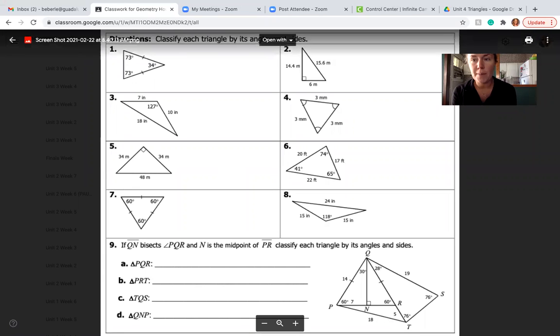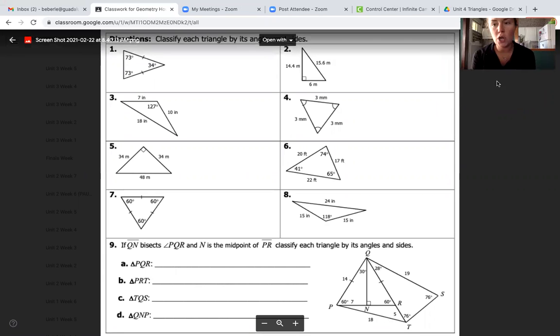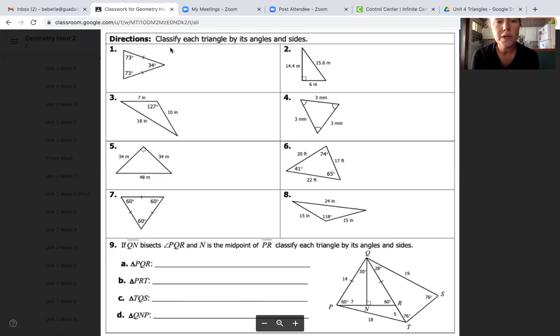Okay, so in the chat box with each of these questions, just go ahead and respond to me and tell me what you think it is. So we're naming each of these triangles by their angles and by their sides. So I'll go ahead and do the very first one. We notice that all of the angles are small. They're all less than 90 degrees. Therefore, they are acute. We also notice that we have two angles that are the same, and we have sides marked to show that they are the same. So this is actually an acute isosceles.